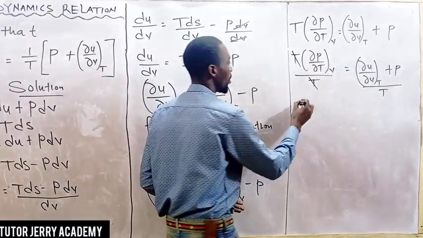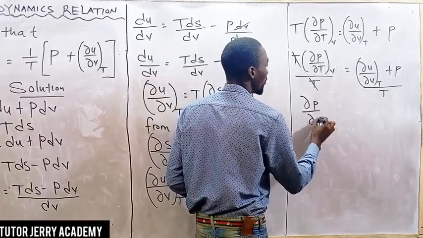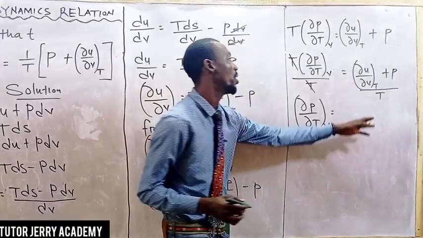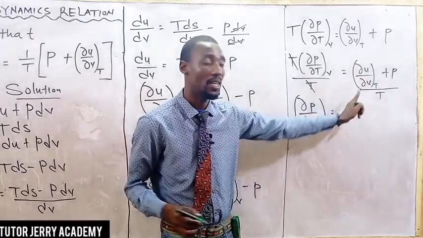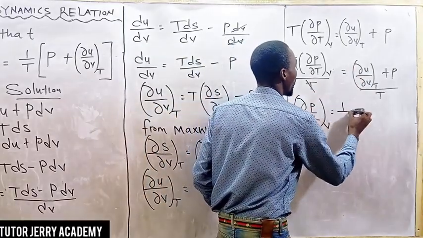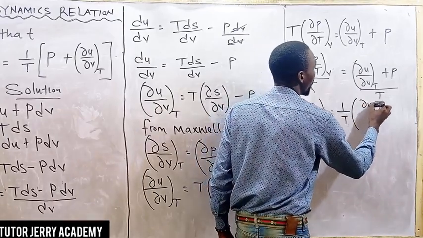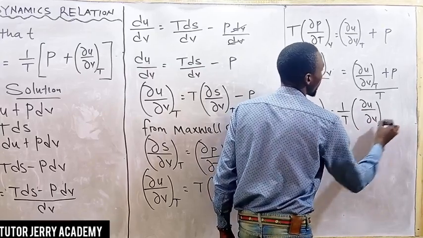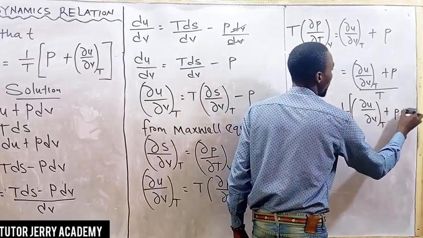Then I'll be left with the partial derivative of p over the partial derivative of t, keeping v constant, which will be equal to, what is here, I can write as 1 over t into the partial derivative of u over the partial derivative of v, keeping t constant. Let me open a big bracket here, plus p.